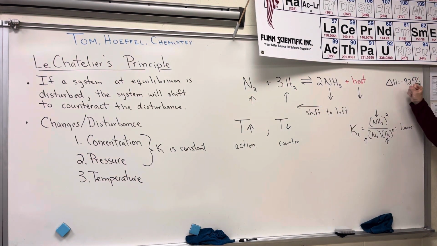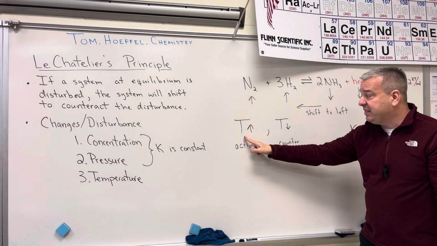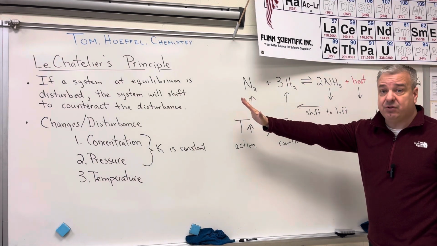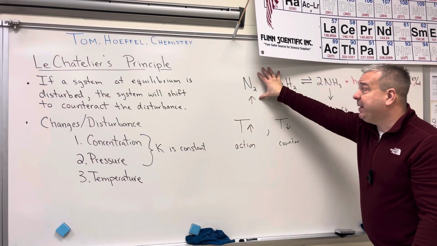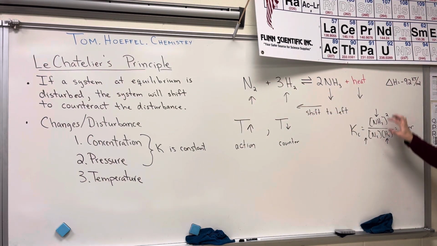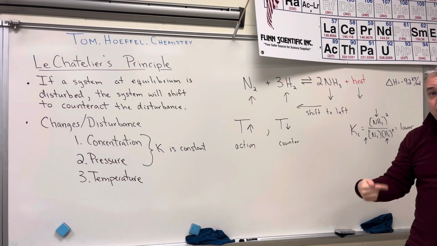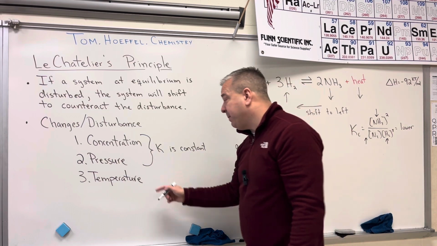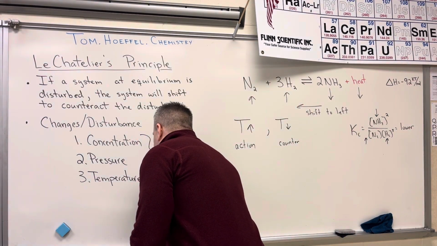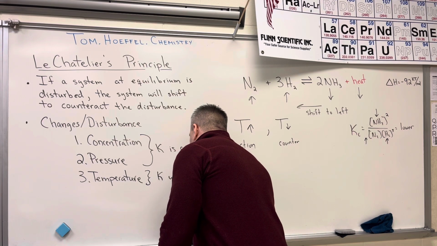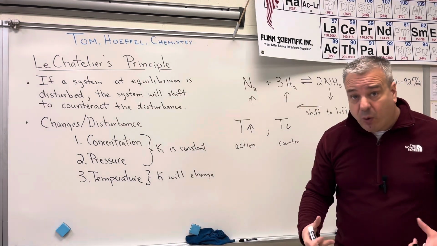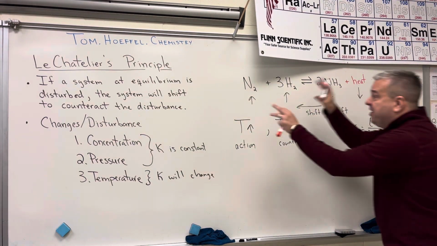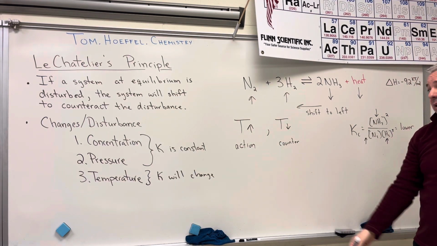If you have an exothermic reaction where you increase the temperature, the counteraction is to decrease that temperature, shifting all these values to the left. So there's more reactants than products, and if you have more reactants than products, the K value is going to go down. And that's how all of this works. So for temperature changes, the K value will change. It'll either get higher or lower. Shifts to the left will lower your K value. Shifts to the right would increase your K value.